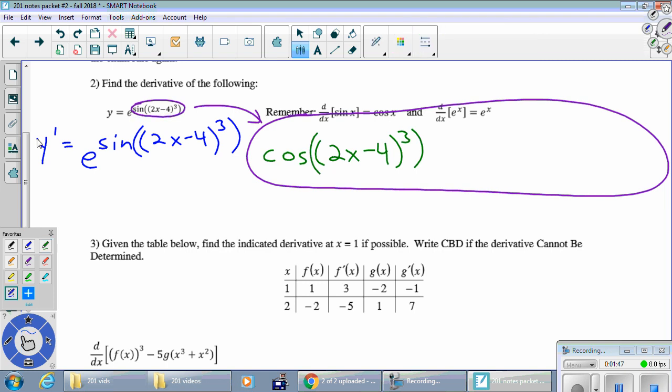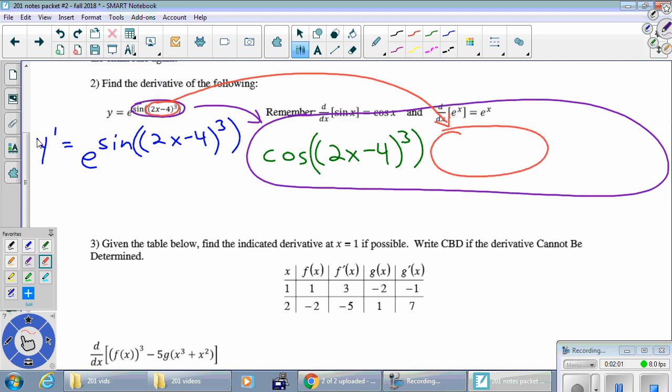However, this derivative rule would have been good if it was just sine of x, but it wasn't just sine of x. It was sine of something more complicated than x. So now this thing needs its derivative recorded. We're going to record that derivative right there. So sine of stuff became cosine of stuff times the derivative of the stuff.